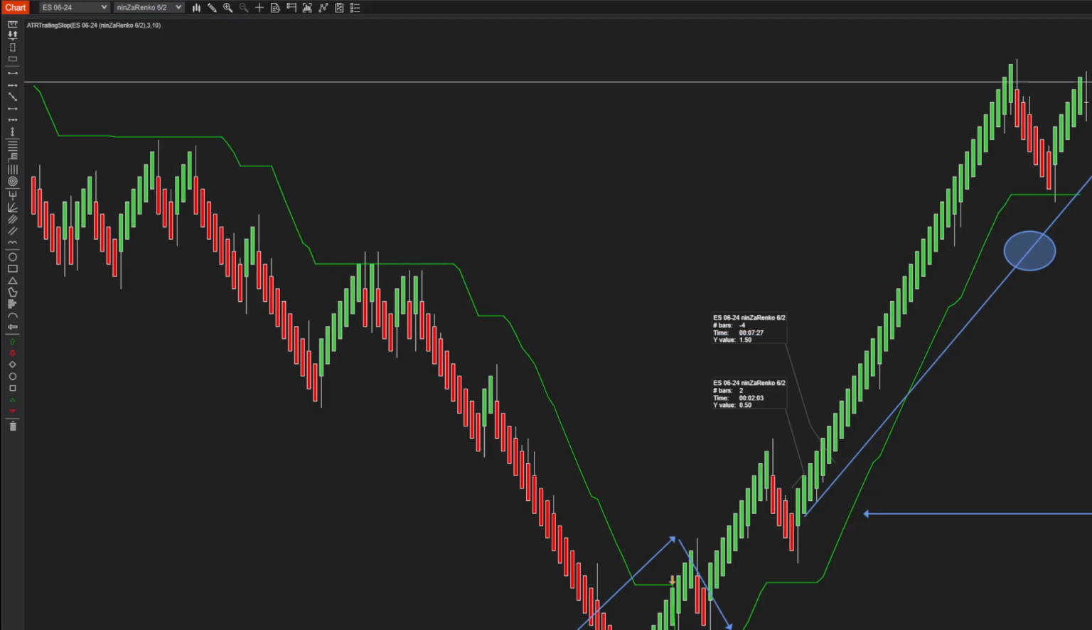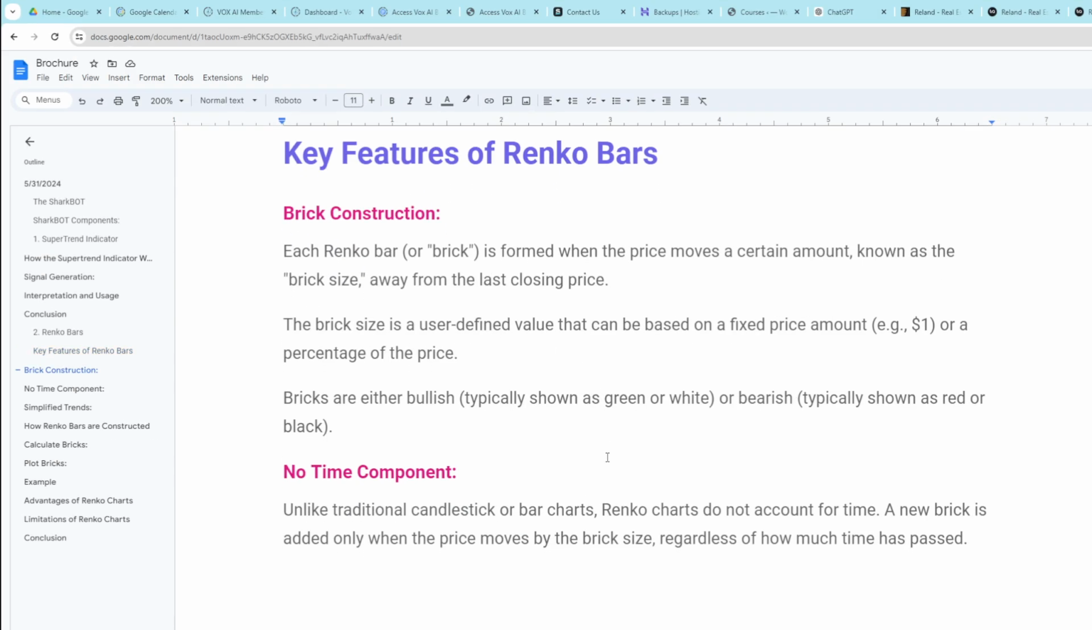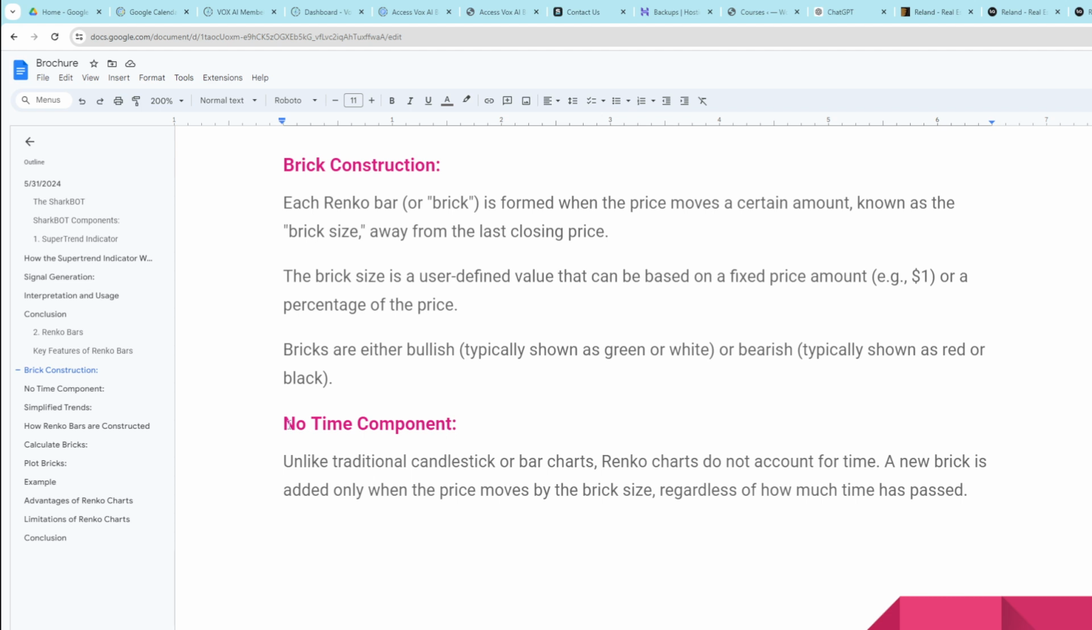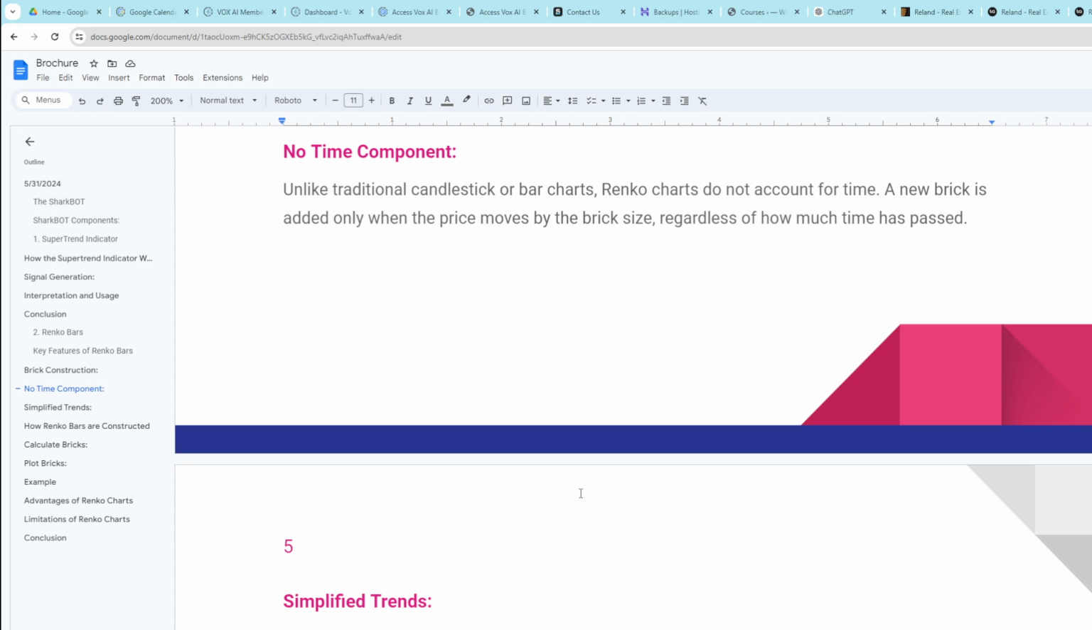In my case here, we have green and we have red to signify long or short, or bullish and bearish. Time components, no time components. Unlike traditional candlesticks or bar charts, Renko charts do not account for time. A new brick is added only when the price moves by the brick size, regardless of how much time has passed. That's why the Renko charts help you with eliminating the noise.